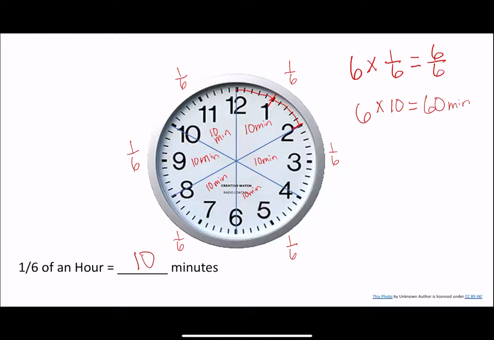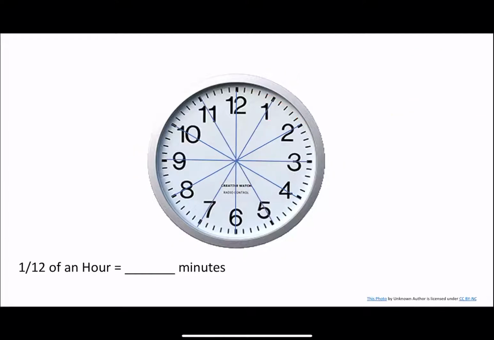6 sixes would be 1 whole hour, and 60 minutes would be 1 whole hour. I can do it either way. I could do repeated addition, or I can go into the multiplication. All right, now there are a lot of lines on this one. This one is 1/12 of an hour, so each one of these is 1/12, and I'm not going to write them all. But let's see how many there would be.